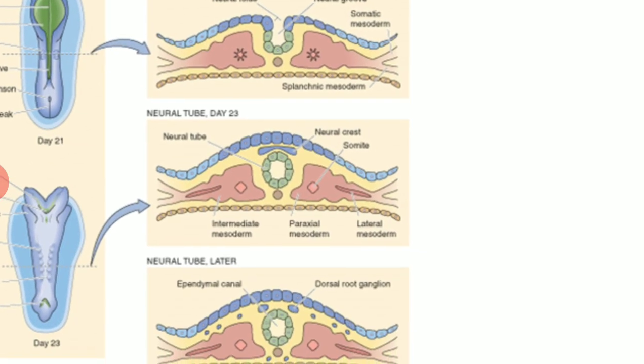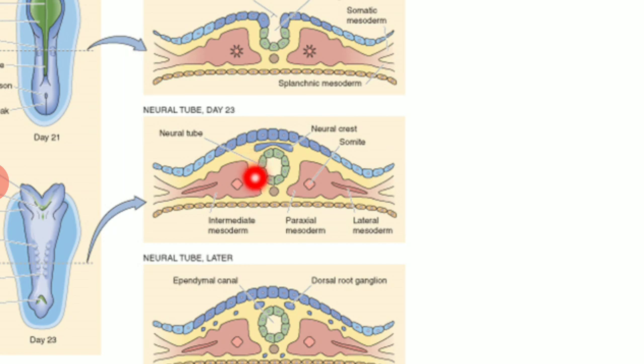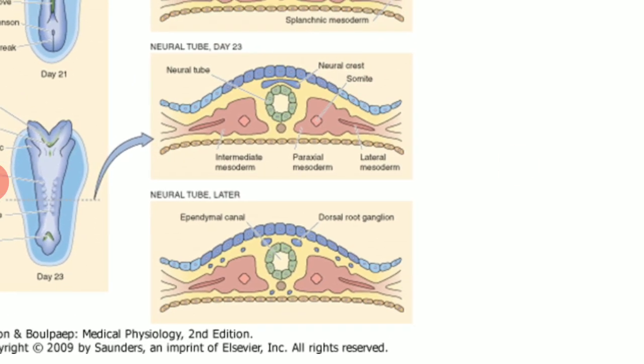At day 23, you can see here there is a formation of tube. It is enclosed by neural crest cell. Now this neural crest cell gives origin to future dorsal root ganglion, okay, dorsal root ganglion.